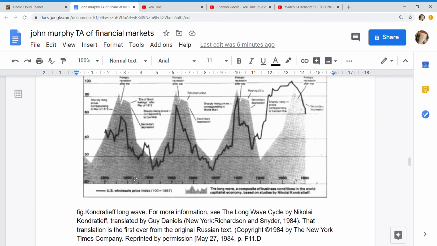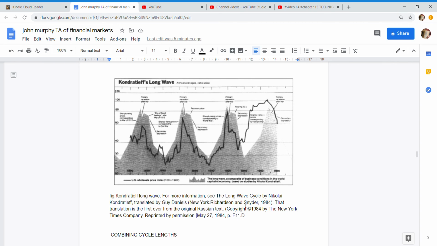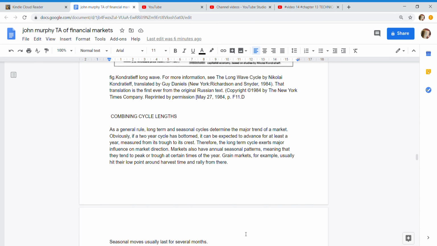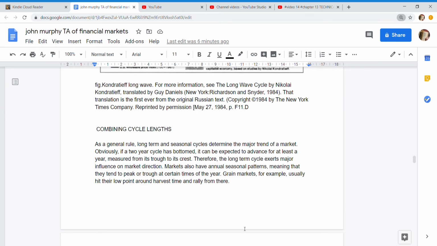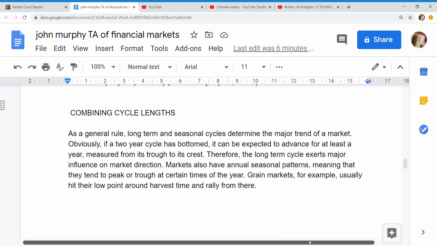Fig. Kondratiev long wave. For more information, see The Long Wave Cycle by Nikolai Kondratiev, translated by Guy Daniels, New York, Richardson and Snyder, 1984. That translation is the first ever from the original Russian text. Copyright 1984 by the New York Times Company. Reprinted by permission, May 27, 1984.